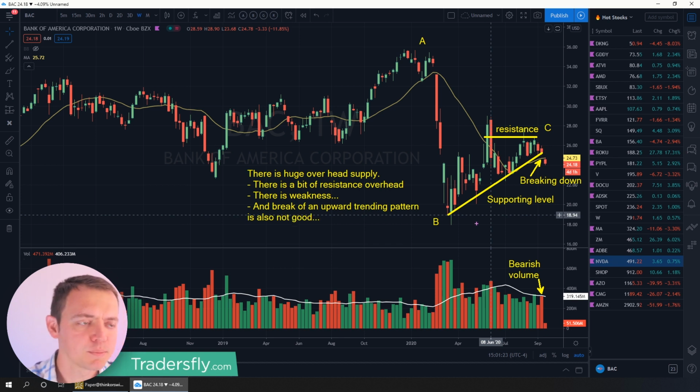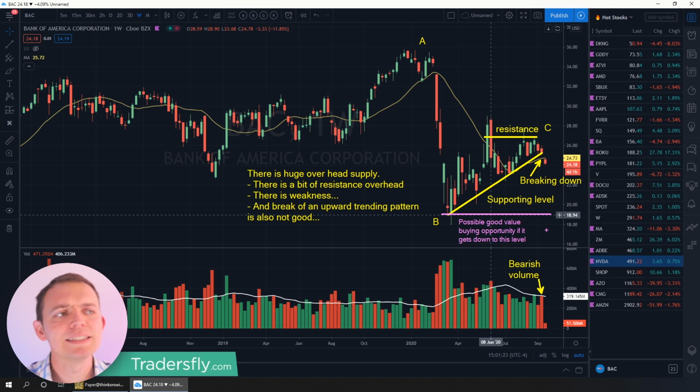I would look for maybe support levels around the 19. This could be a nice possible good value buying opportunity. If it gets to around 18, 19, that could be an interesting play. See if it bounces around that level. Until that time, be a little more careful here with the market being a little bit stretched into those upper levels.